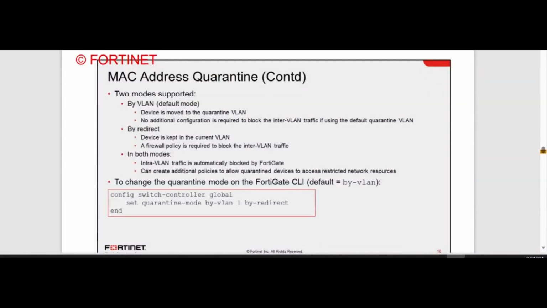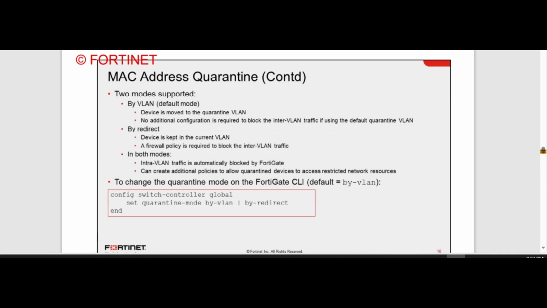The second mode is redirect mode. In this mode, FortiGate keeps the device in its current VLAN and adds the device MAC address to the quarantined device's firewall address group. To perform remediation, the device IP address will not change. In order to block the inter-VLAN traffic, you should configure a firewall policy to explicitly block the traffic from the quarantined device's address group.